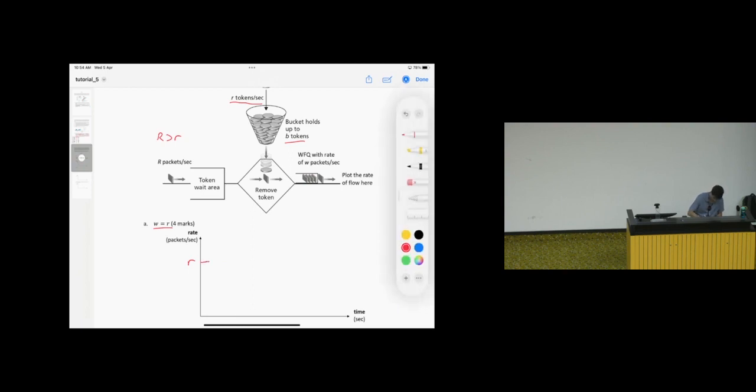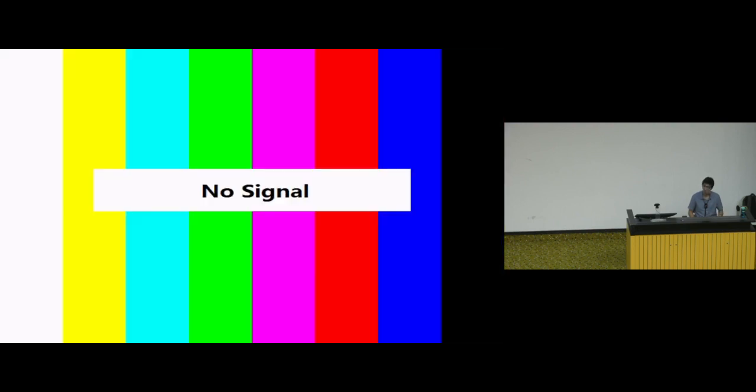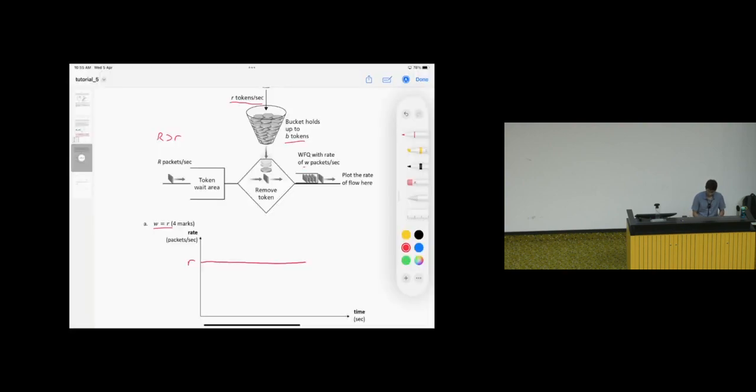Let's draw it straight. Okay. So my leaky bucket filter here is not constraining my output, because W is already equal to my long-term average, and as long as I have enough tokens, I will be able to push these packets to the output link. Because small r is equal to W, that means I have enough tokens. I will always have enough tokens to send packets at a rate of small r packets per second. Right? This is very simple.